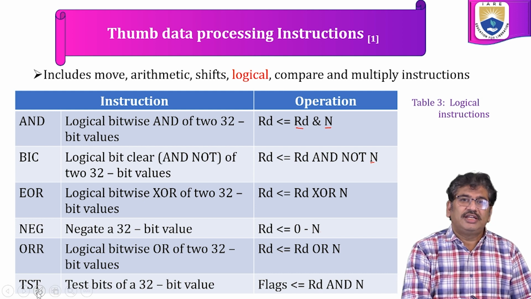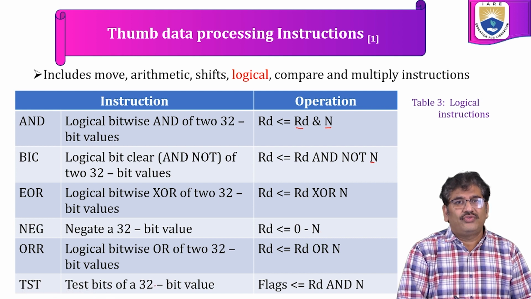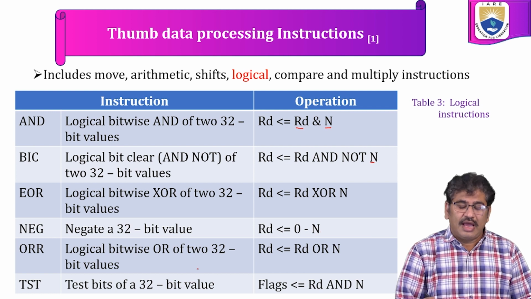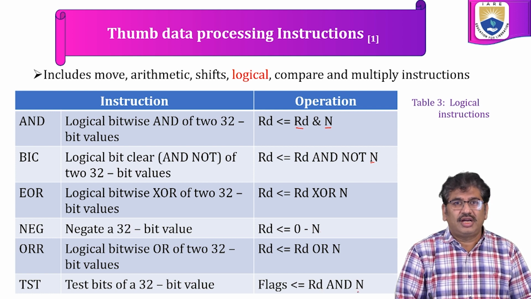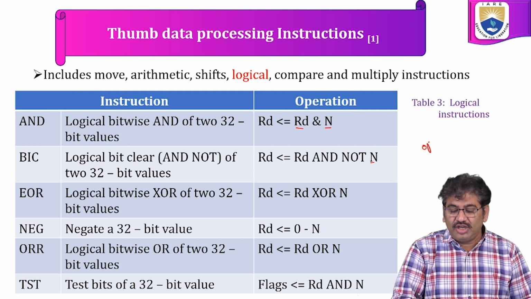The next instruction is TEST, which is for test. This instruction is used to test bits of a 32-bit value. This instruction will perform the AND operation between the RD register and N. N can be immediate data or register RM, and this will not store the result anywhere. It will just affect the flags which exist in the CPSR register. The syntax of the instruction is instruction opcode followed by RD and N, where N can be an immediate data or it can be any register RM.